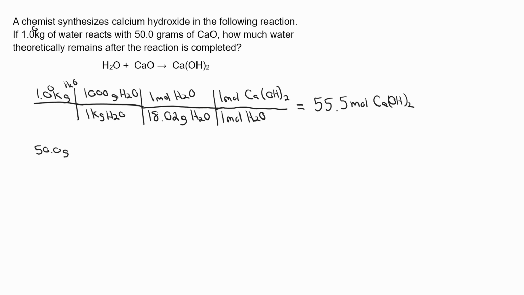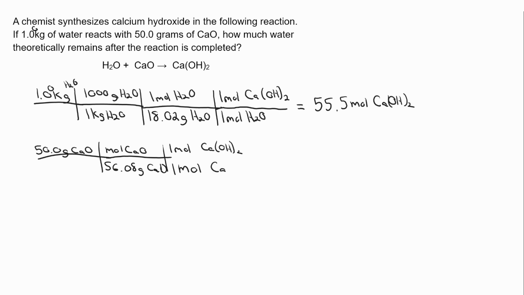Here we have 50 grams of calcium oxide, and if we use our molar mass of calcium oxide, where we have 1 calcium and 1 oxide, with a molar mass of approximately 56.08 grams per every mole of CaO. And then we use our 1-to-1 mole ratio again. So this table is actually pretty short of calcium hydroxide and calcium oxide. All the units will cancel out and we'll be left with moles of calcium hydroxide, which is good.